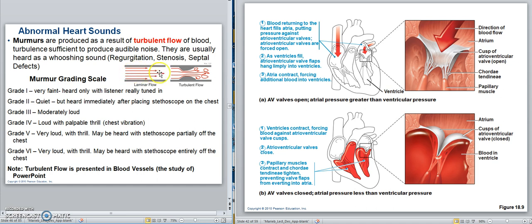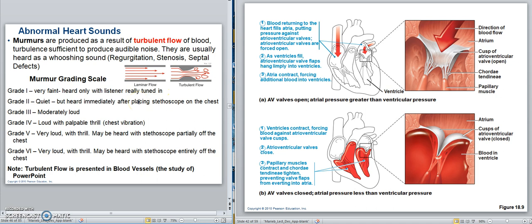Laminar flow is quiet. But if you have turbulent flow, see how this constriction makes things bounce into one another? Then turbulent flow creates a noise, and the more turbulent the flow, the louder the noise. So in the heart, when there are abnormal constrictions, say in the valves, that can create murmurs. And the loudness of a murmur in medicine is graded. So that's where the murmurs come in.